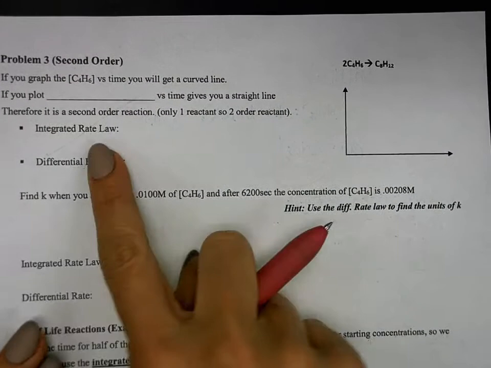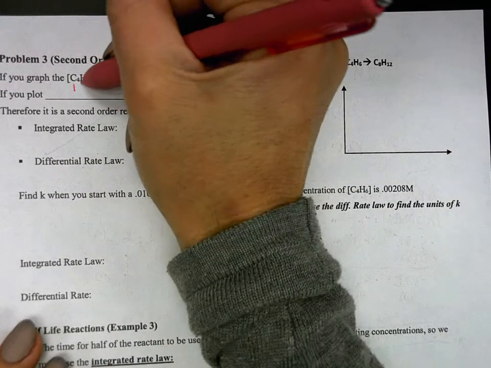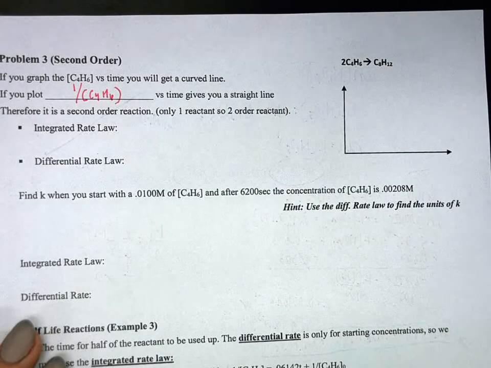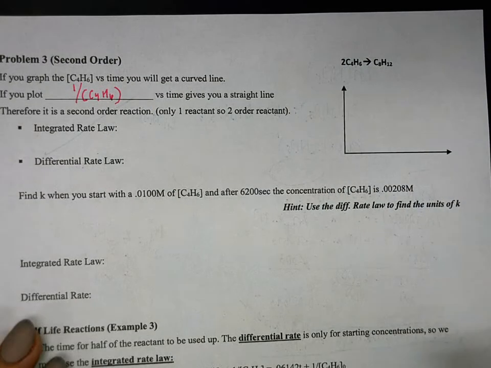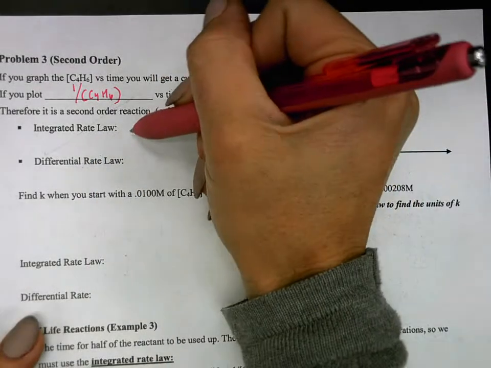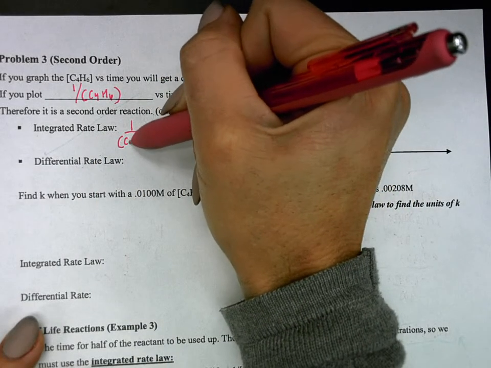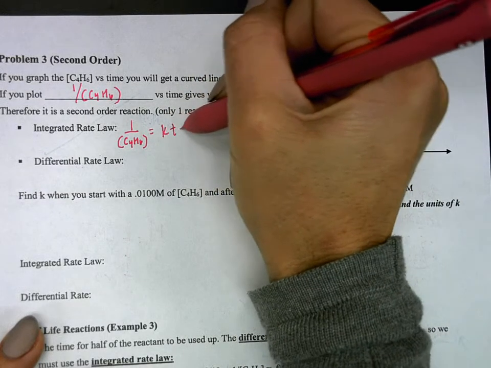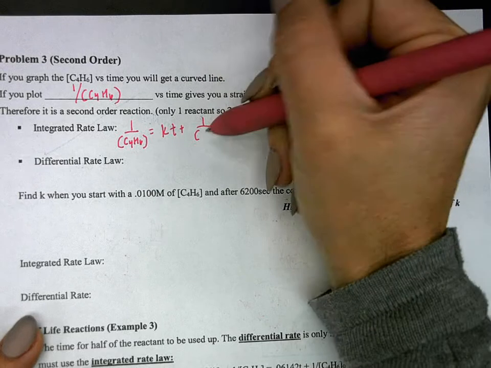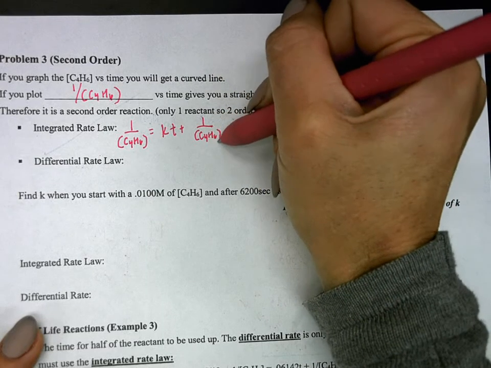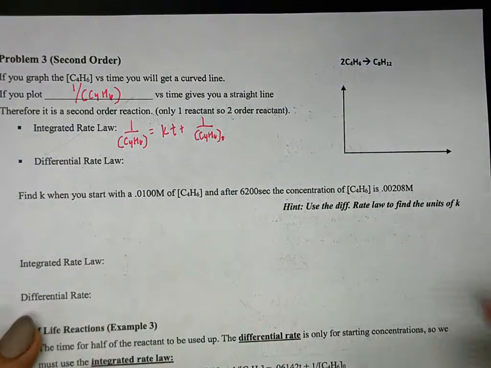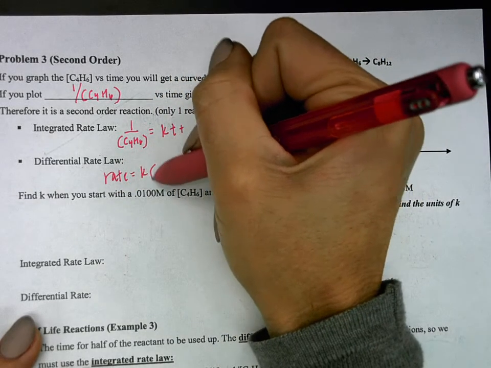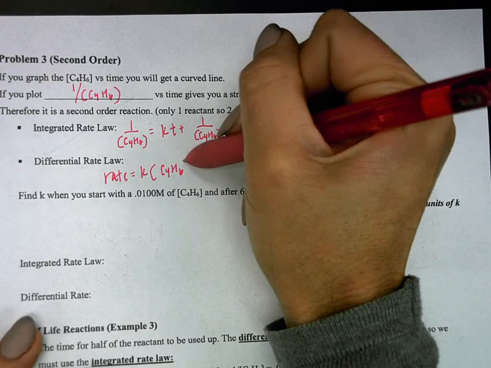Okay, we know that if we plot 1 over the concentration and it gives you a straight line, then it is a second order reaction. So our integrated rate law would be 1 over our concentration equals K times time plus 1 over the initial concentration, with a positive slope. The differential rate law is not time dependent, so rate equals K times the concentration raised to the second power.